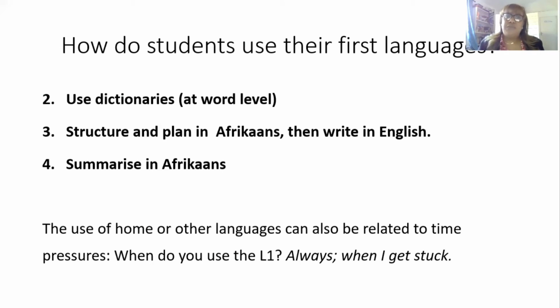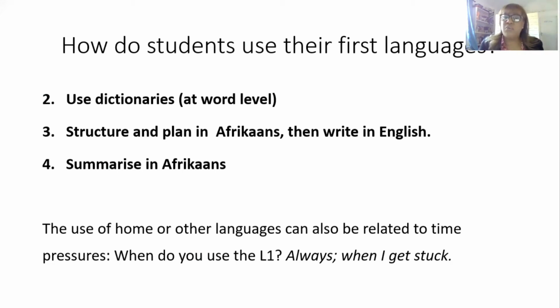So basically, very often the students would say they would use dictionaries at word level, or they would structure and plan in Afrikaans, or Zulu or isiXhosa, and then write it in English, or they would summarize the entire text in Afrikaans, and then write it in English. And I've included this section, but I will fall back onto it later on.